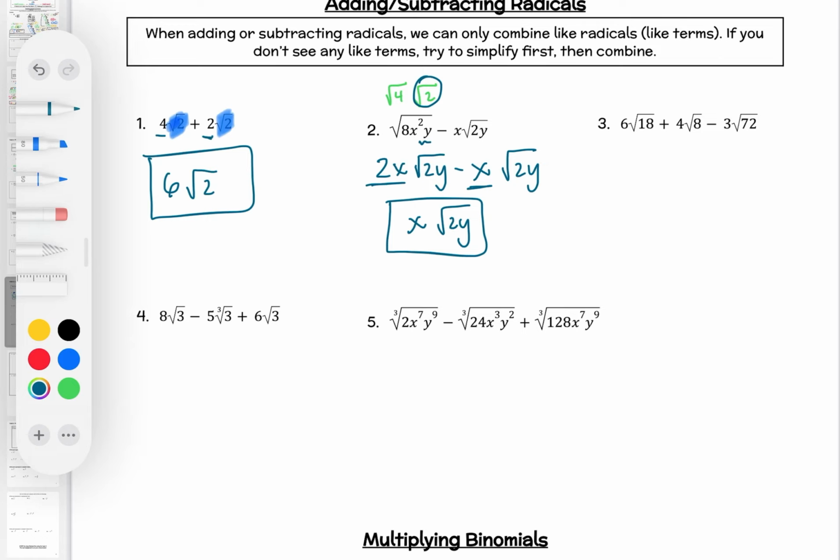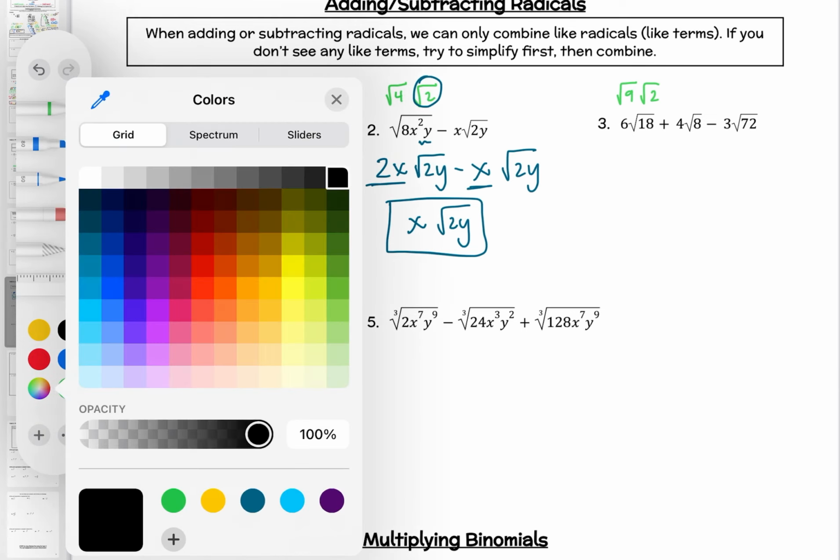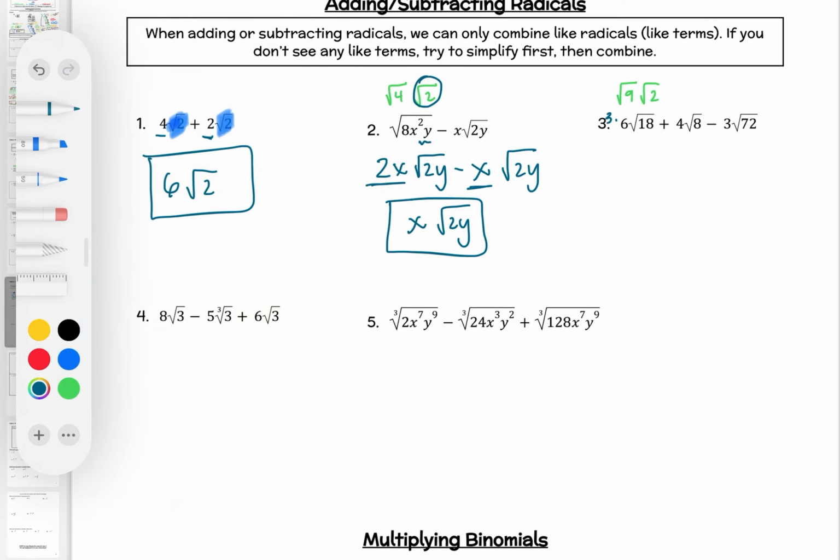All right, next one. Now we have 3 terms, but we're still doing the exact same thing. We need them to all be the same in order to add them together. So I'm going to do the square root of 9 times the square root of 2 for this one, because we can divide 18 by 9 and get 2. The square root of 9 is 3, and I'm going to multiply that to the number on the outside. So we're going to have 3 times 6 on the outside, which would be 18, and we have the square root of 2 left inside.